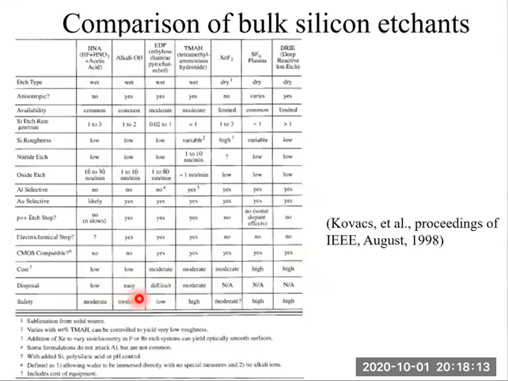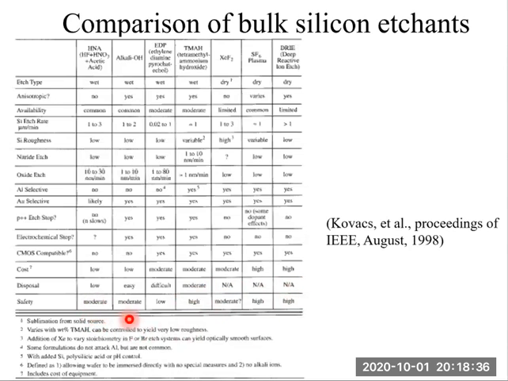Disposal: low, easy, difficult. EDP is difficult, because EDP is carcinogenic, so it has to be disposed of in a special way. TMAH, moderate. Dry etching, not applicable, because we do not dispose of wet chemicals.